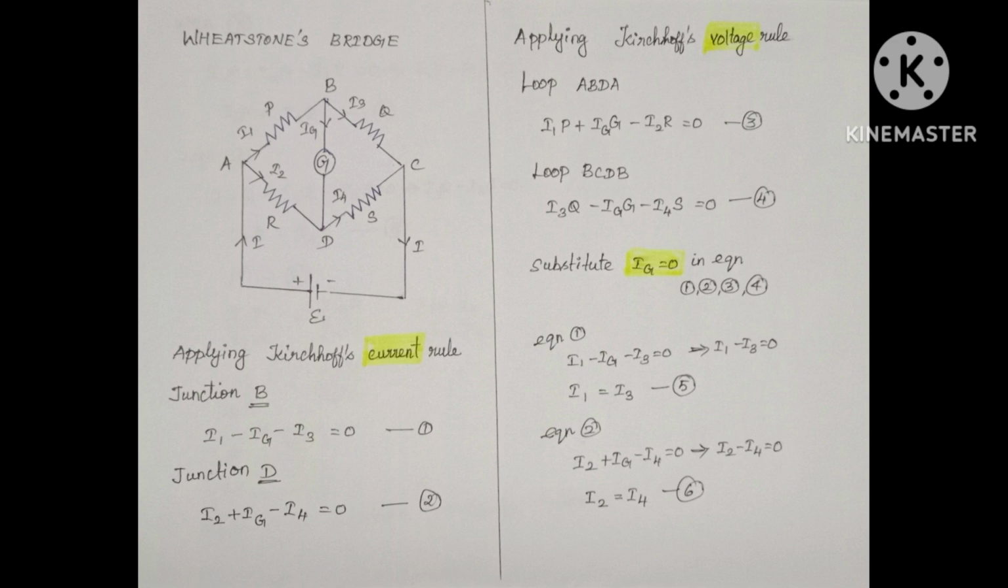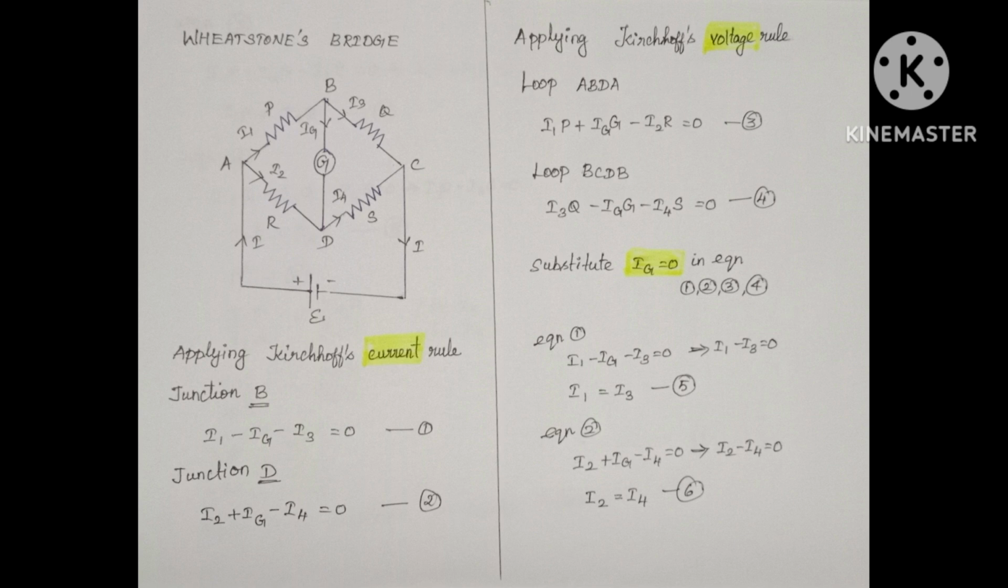Next, applying Kirchhoff's voltage rule. Here there are two loops: one is loop ABDA, another is loop BCDB. Loop ABDA: I1P plus IgG minus I2R equal to 0. This is the third equation. Loop BCDB: I3Q minus IgG minus I4S equal to 0. This is the fourth equation. Next, substitute Ig equal to 0 in equations 1, 2, 3, 4.